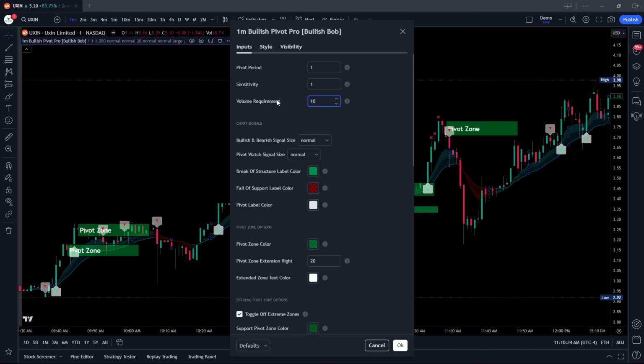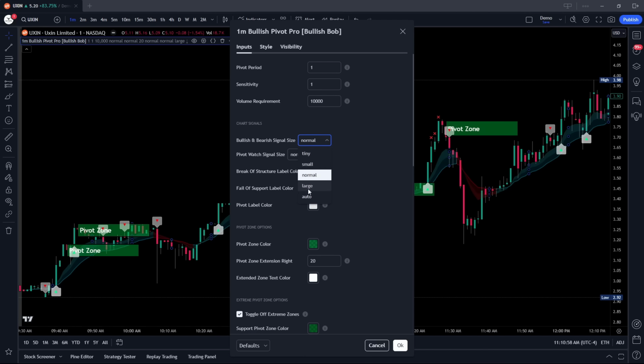So I'm going to set this up to 10,000. That alone is going to change some of these signals because it's going to adjust it. So we're looking for a volume requirement now. Really, I'm basically saying don't give me the signal for the reversal alerts unless we have 10,000 shares on that candle or greater. Here's the chart signals: bullish and bearish chart size, signal size.